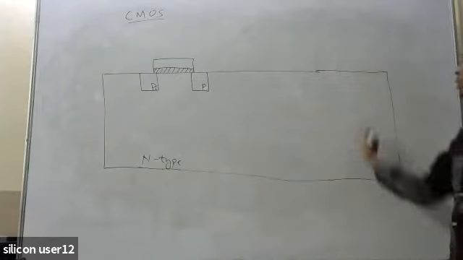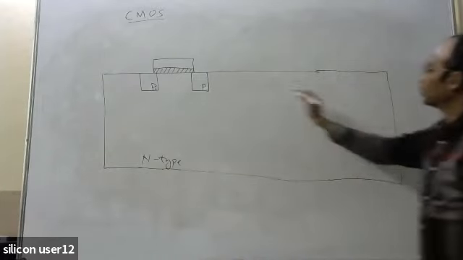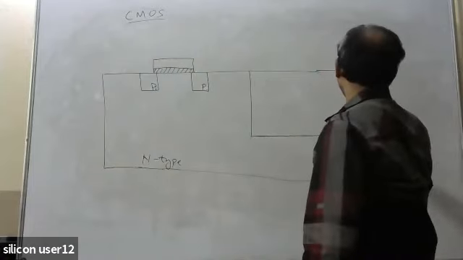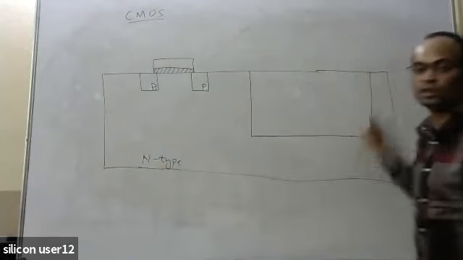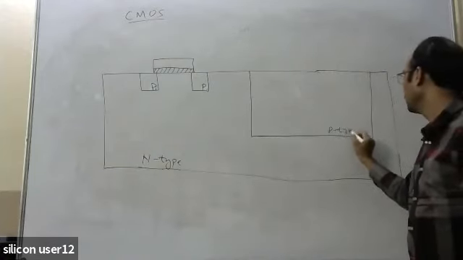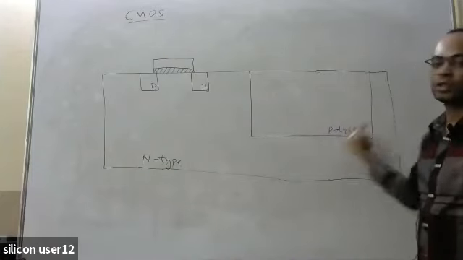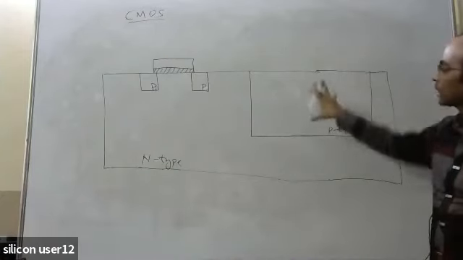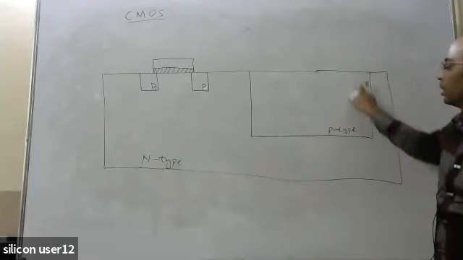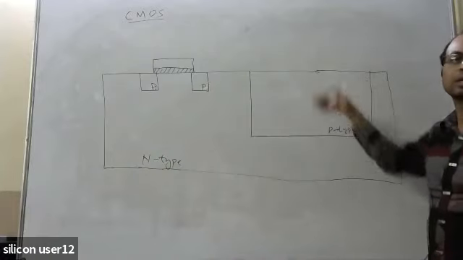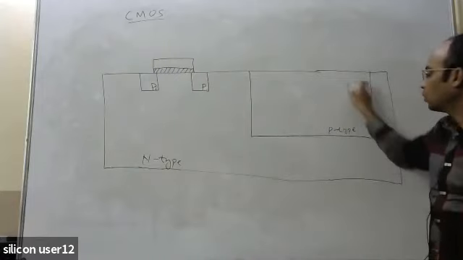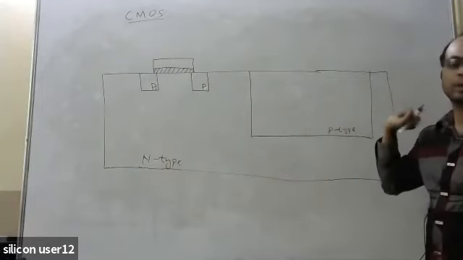So let us say this was your initial N-type body. Now this portion is converted to P-type. Why is it converted to P-type? Because I will create an NMOS inside this P-type body. I converted this portion to P-type by doping, and it will be used to create the NMOS.